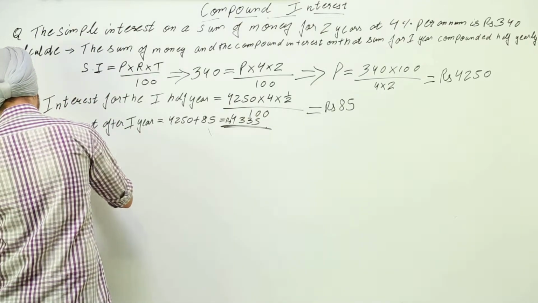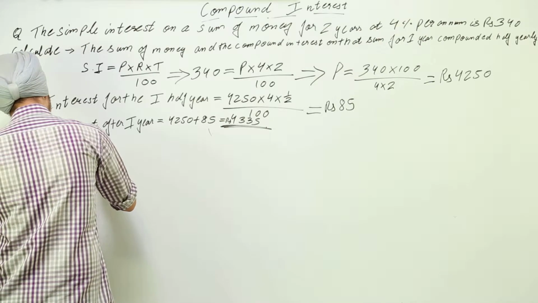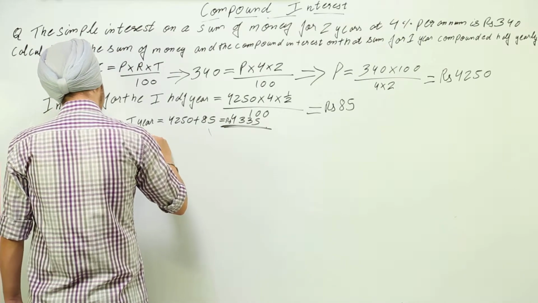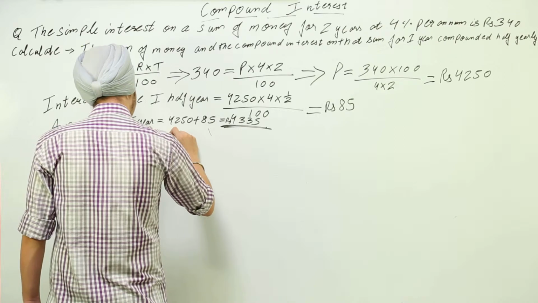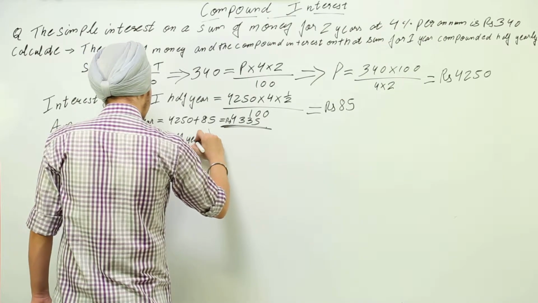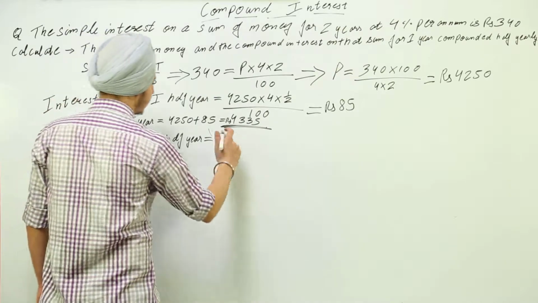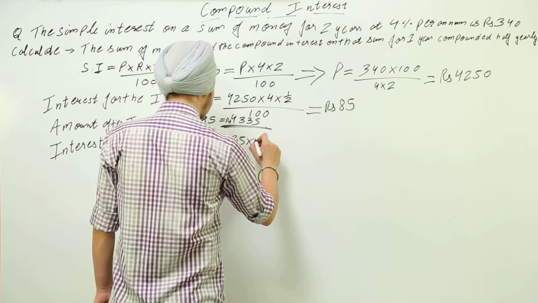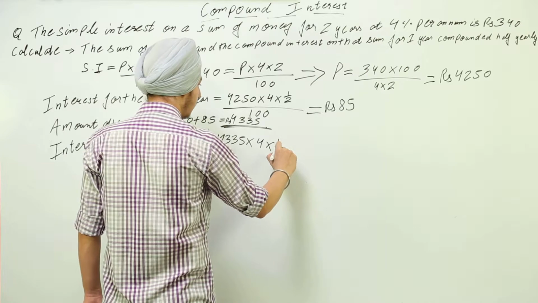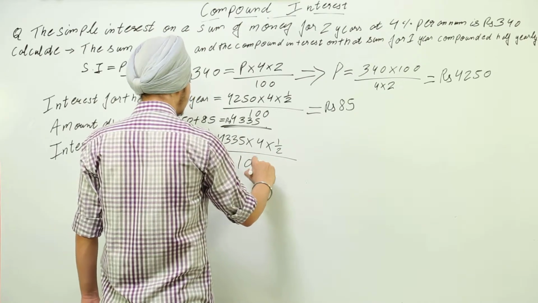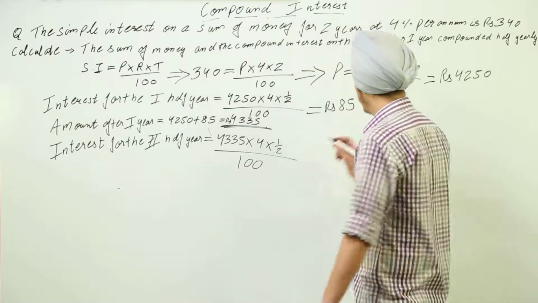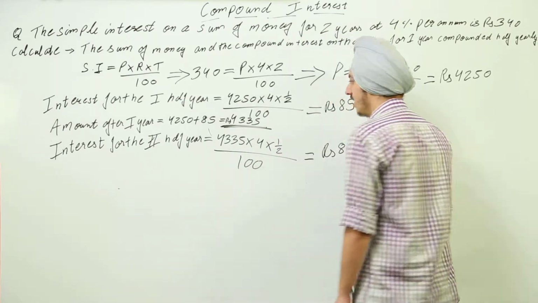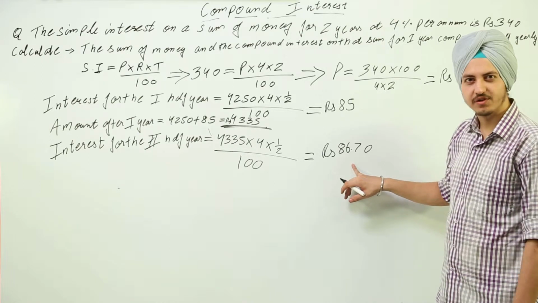Now the principal, so the interest for the second half year is equal to principal 4335 into rate of interest 4 into time 1/2 upon 100. So this value comes out to be equal to rupees 86.70. So now this is the interest after the second half year.